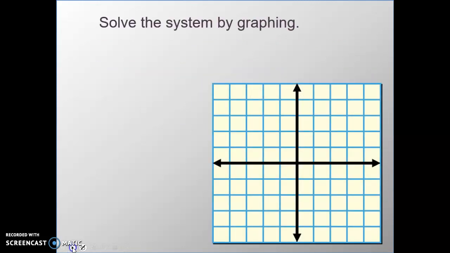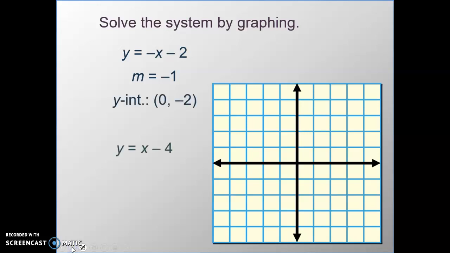So let's solve this system by graphing. If you're watching this video at home, try to do this on your own, maybe on some graph paper or over in the margin, and see if you can find the solution to this system of equations. In y equals negative x minus 2, our slope is negative 1, and our y-intercept is at negative 2. In y equals x plus 4, our slope is 1, and our y-intercept is negative 4.